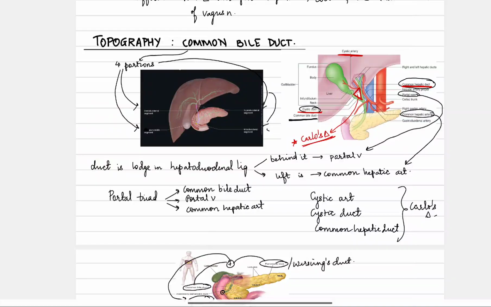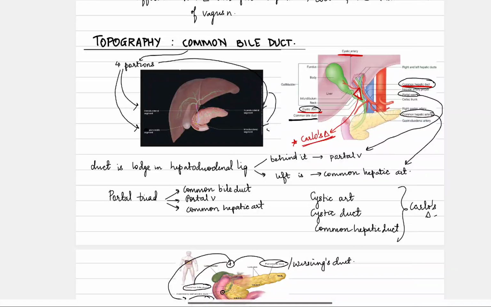Supraduodenal, which is located superior to the duodenum. Retroduodenal, which is located behind the superior part of the duodenum. Next is pancreatic, which is located between the duodenum and head of the pancreas. And next is intraduodenal, which is located inside the duodenum.